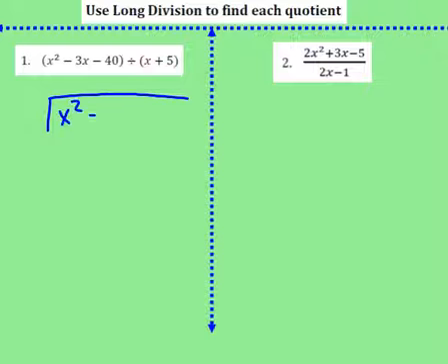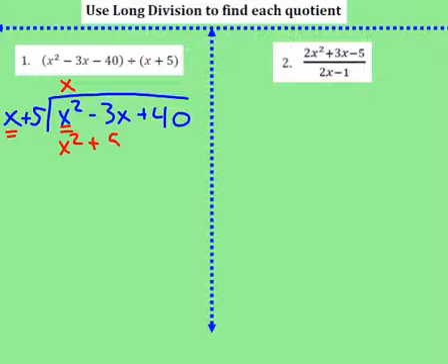But we have x squared minus 3x plus 40, and then we're going to have x plus 5. So how does x look like x squared? To make this x look like an x squared, you would multiply it by x. So x times x is x squared. Then you also have to do the x times the 5, so it's 5x. When you do that, you subtract.